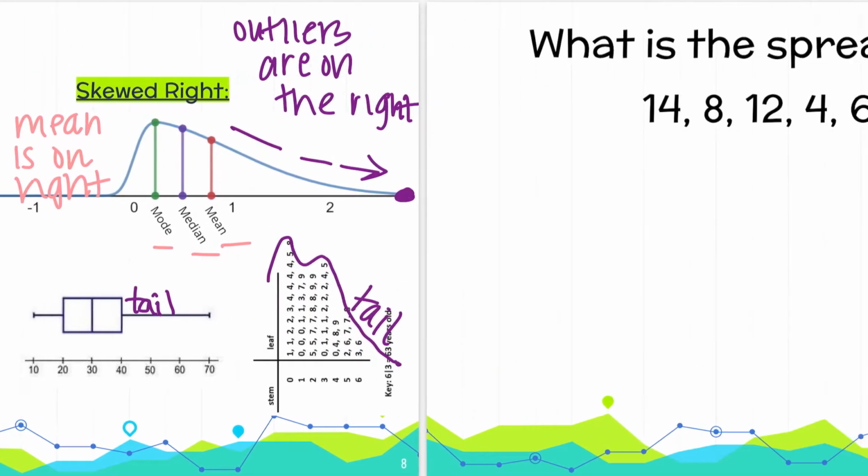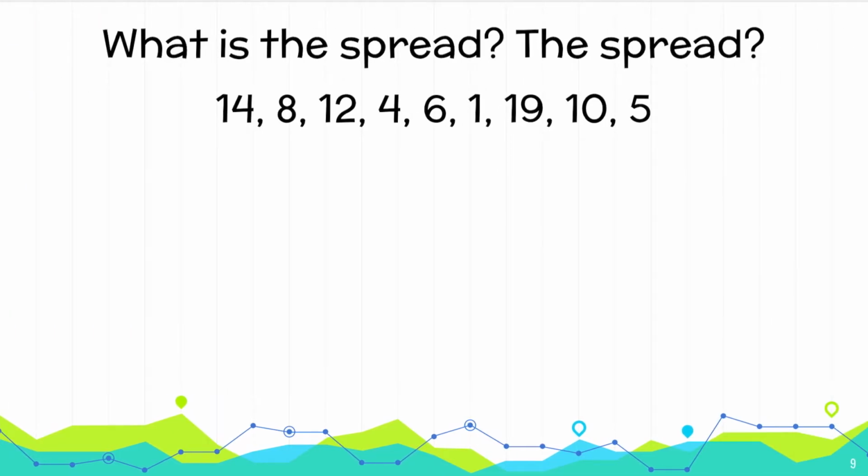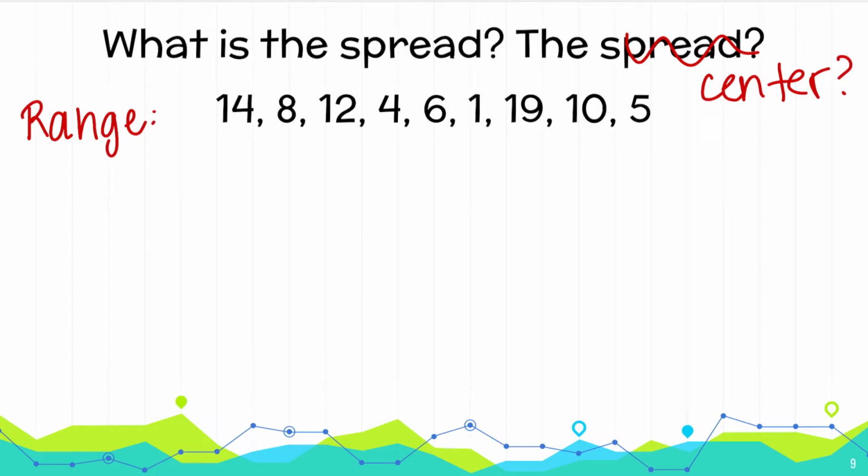So now we're going to take some practice. We want to know what's the spread, and we want to know the center. So the first thing we'll do is look at spread. And for now, I'm just going to look at the range. So I'm going to order my numbers from least to greatest, just to help me with my thinking.